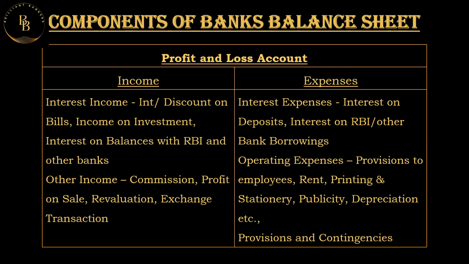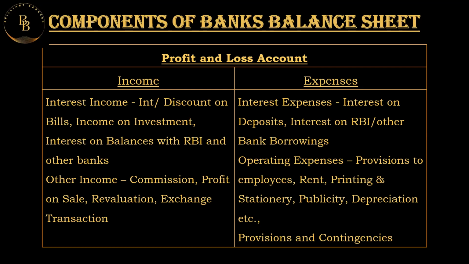These incomes are from the interest or the discount on advances and bills. The other source is the income on the investments made by the bank, and also interest on balances held with the RBI and other banks, or other inter-bank funds held by the bank. So from all these, the bank gets some kind of interest, and also an income on the discounting of bills. So these are the ways of earning income.